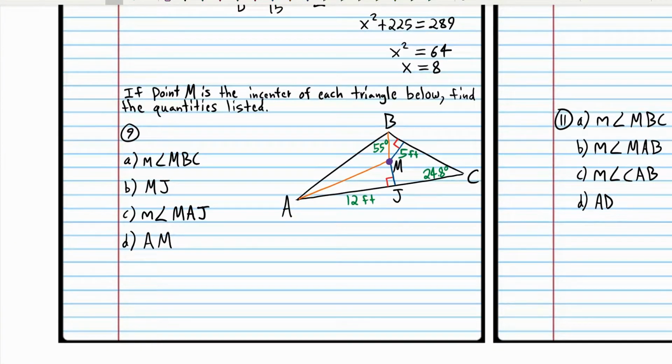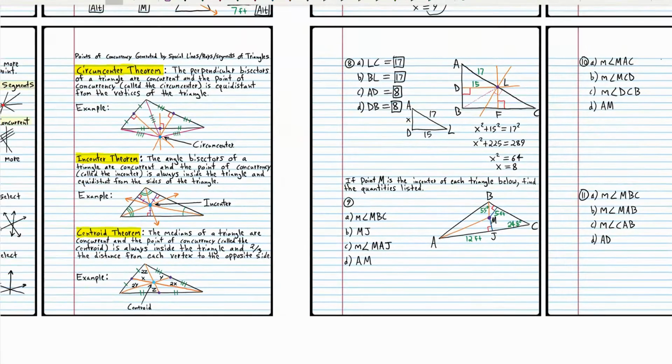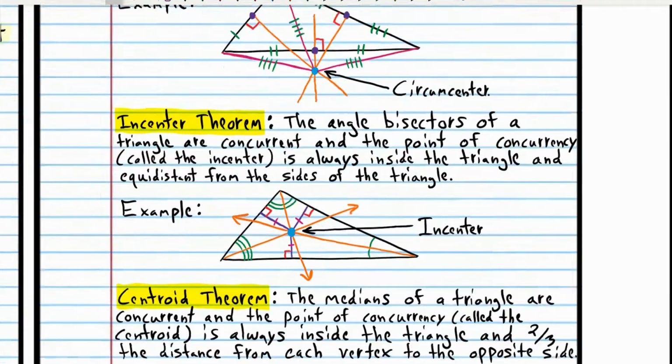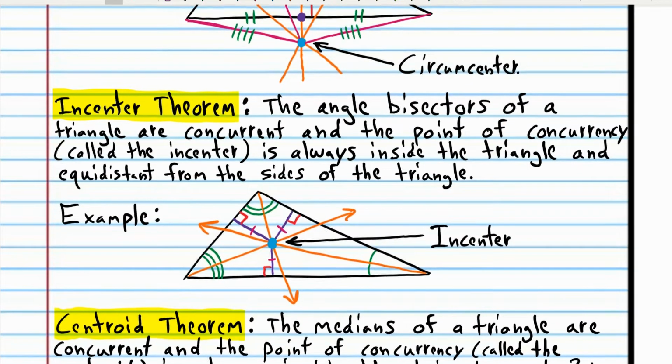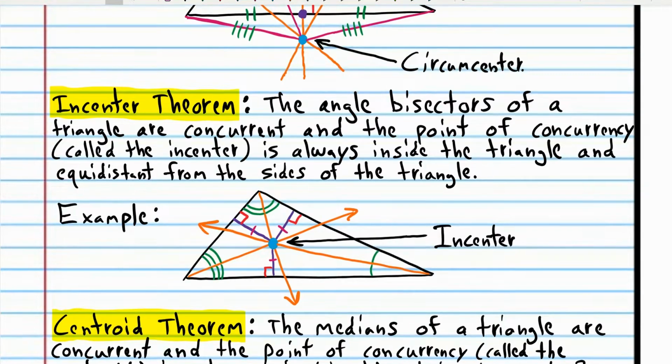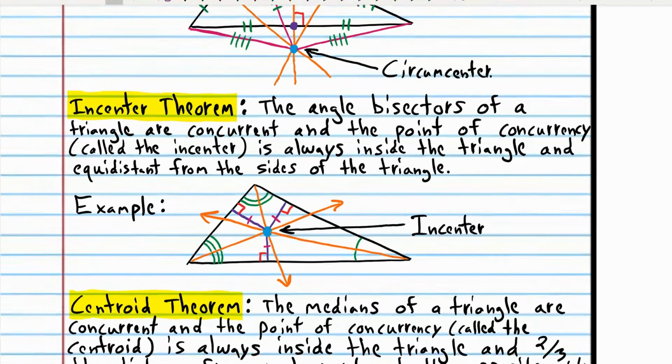All right, so that was the Circumcenter Theorem. We use the Circumcenter Theorem quite a bit. Now we're going to use the Incenter Theorem. That's where you use angle bisectors. So get a screenshot of this if you haven't already.